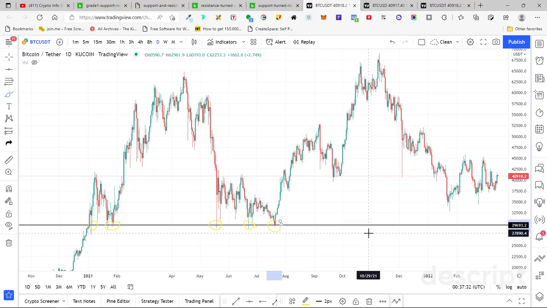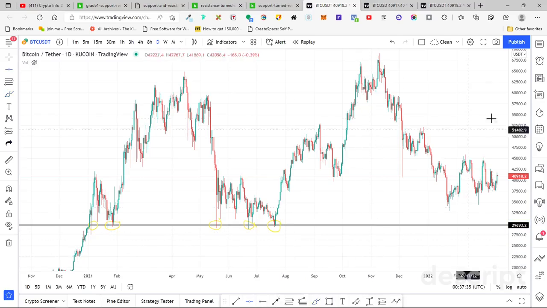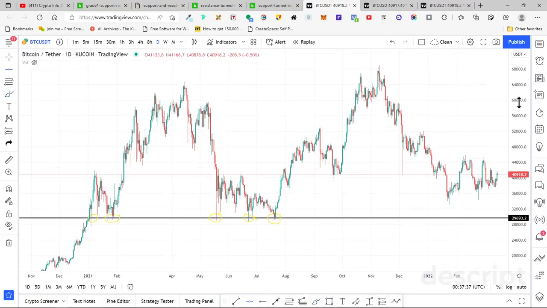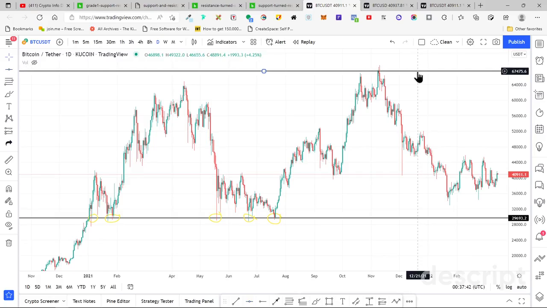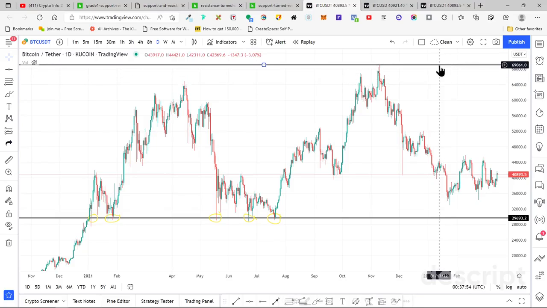Now, where else might we have some good places to put a line? Well, let's put a line at the top here, because this would be considered our all-time high. So right now we see that the price is actually trading between an all-time high of about 69,000. There we go. So between 29,000 and 69,000. So that's our major area of resistance and support.